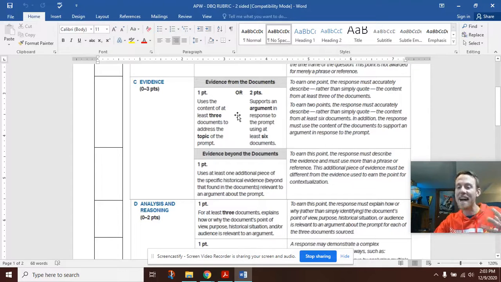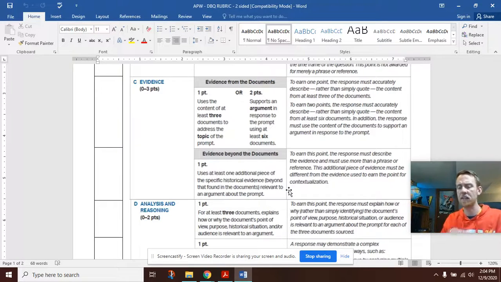Now, also in evidence, there's a third kind of point. So it's almost like a second bonus point if you want to look at it that way. And that's inventing your own document. Or what I mean by that is bringing outside information that is to the quality or to the depth of a document.